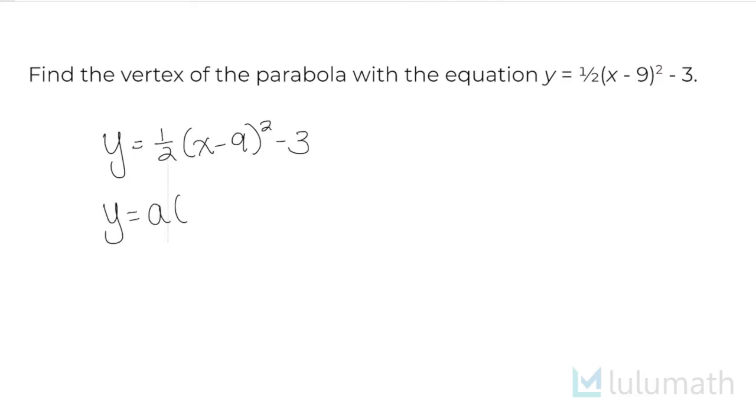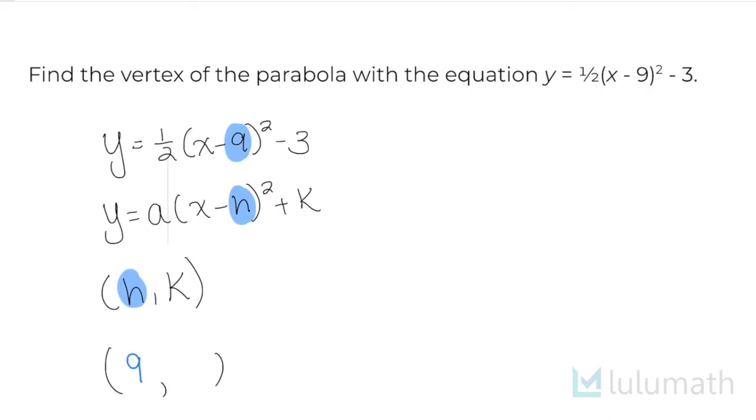Again, vertex form is y equals a times x minus h squared plus k, and the vertex will always occur at h, k. We know the h value right here is going to be a positive 9, because again, this is minus h and this says minus 9, so that means that the 9 has to be positive to keep this a minus sign. And we know that the k value has to be a negative 3.